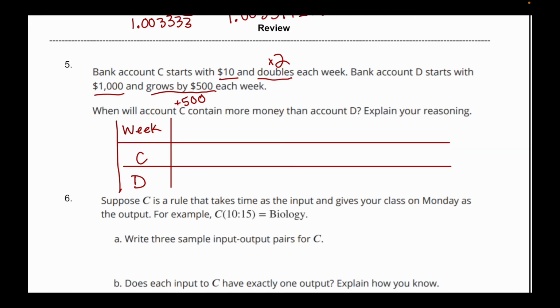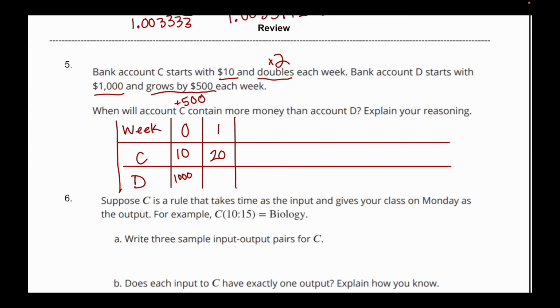Okay, so we're going to start with week 0. That's our starting balance. Bank account C, I might run out of room, is $10, and D is 1,000. Okay, so C is going to double, so if we multiply that by 2, the next week we are going to have $20.